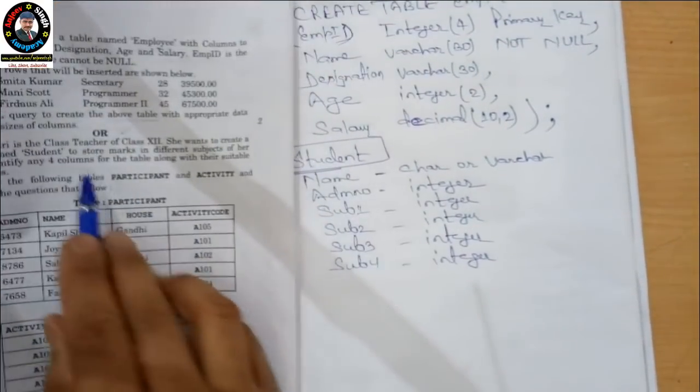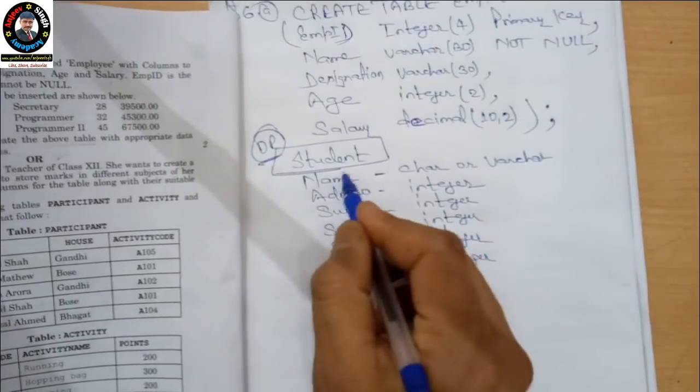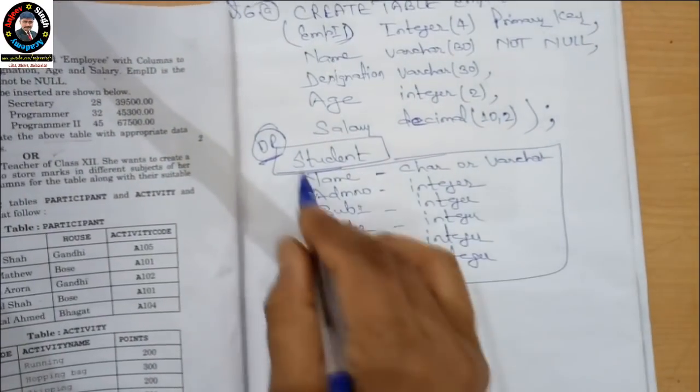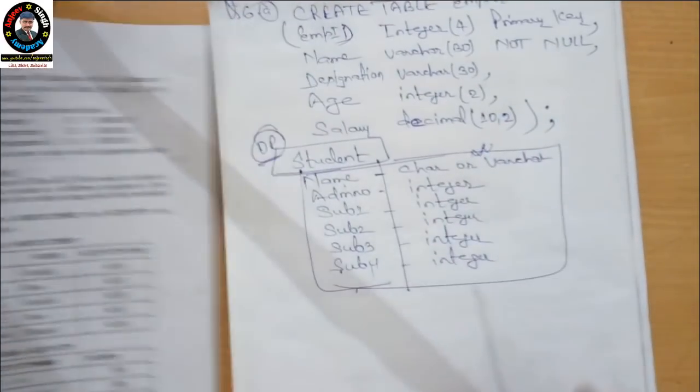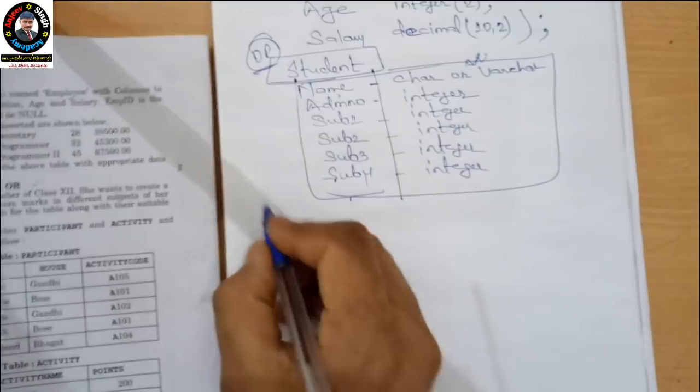This question asks you to suggest the name of the column. These are the column names or field names, and these are the suitable data types for these columns. So this is the answer of this question. Moving on to the next question.